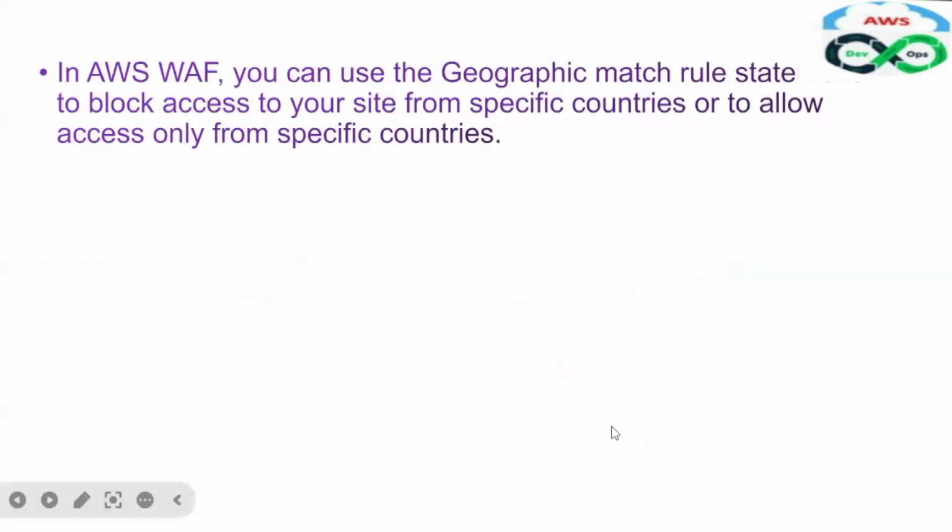Fine. So this is what I was explaining. In the AWS WAF, you can use the geographic match rule statement to block access to your site from specific countries or allow access only from specific countries.